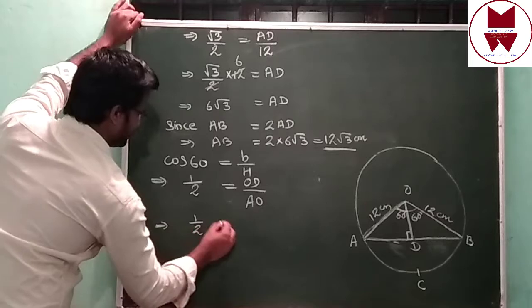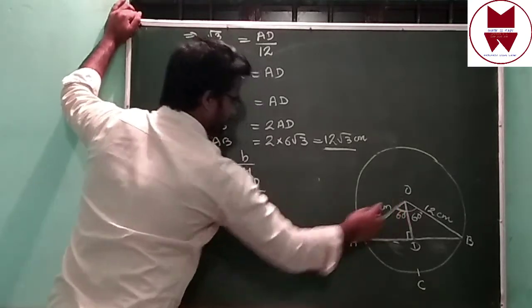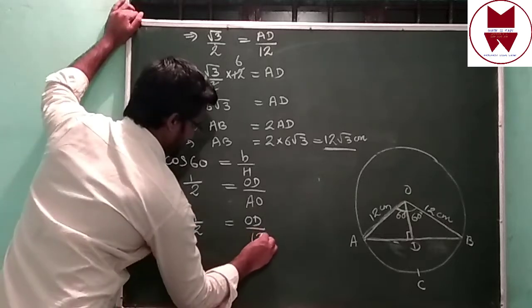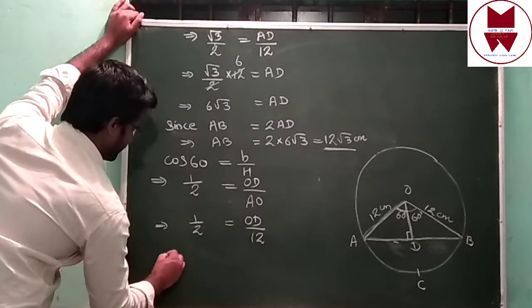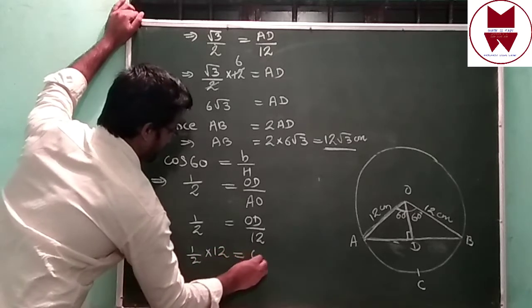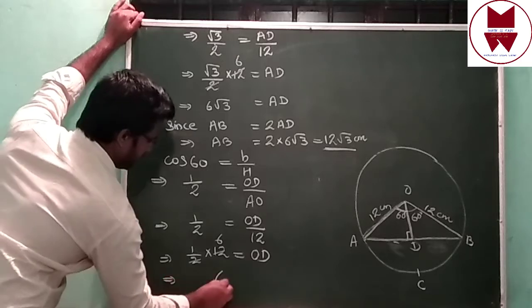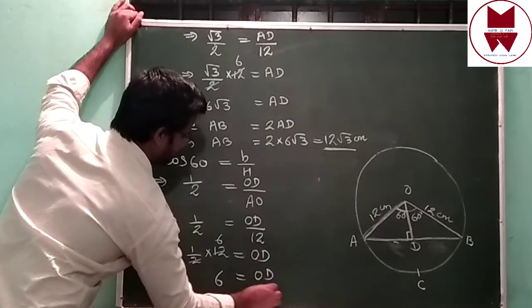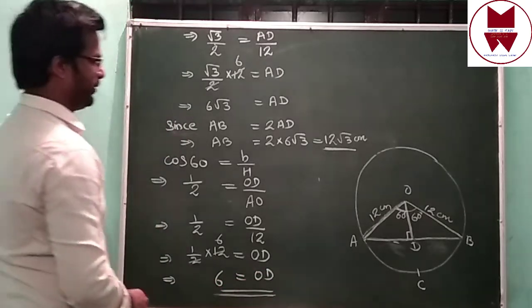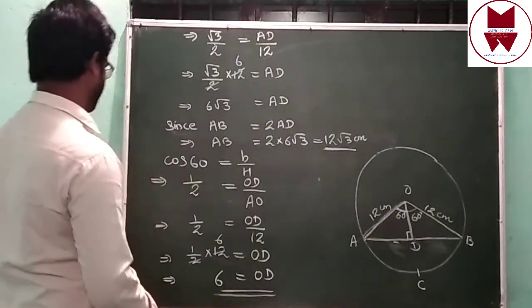1 by 2 equals OD divided by AO. AO is how much? This 12 centimeter is the radius. This 12 we bring to the left side. 1 by 2 into 12 equals OD. So cancel 6 times, then 6 equals OD. We got the height also, that is 6 centimeter.